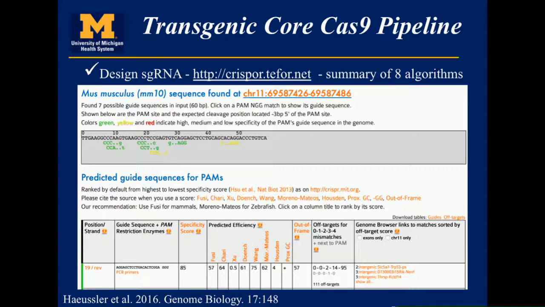So this is where we go to design the guide RNAs. This is a website that amalgamates data from 8 other websites using various algorithms. This was published this month, so if you're interested in more details about this particular algorithm, I invite you to refer to this publication. It's really handy. One feature it has, it'll tell you if there are any other potential off-targets on the same chromosome you're working on, and that makes it easier to screen for off-targets in the downstream process after you get germline transmission.